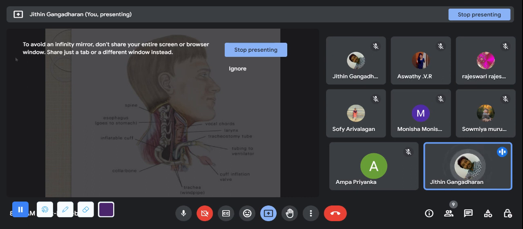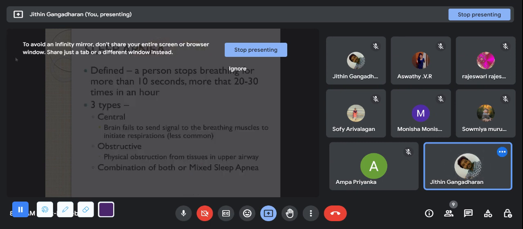So the tracheostomy, that's what I have said. In case of any emergencies, you have to do the intubation. If oral intubation is not possible, tracheostomy intubation should be done. So this is the area where you are doing the tracheostomy.